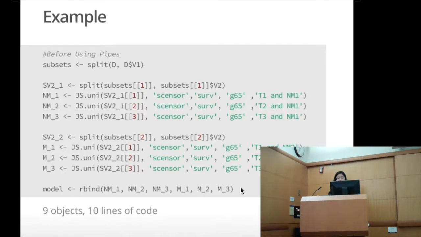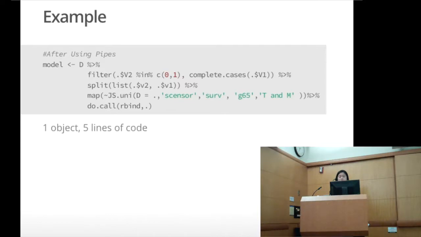So as you can see, I have 9 objects and 10 lines of code. I personally find it very easy to mix up the naming of objects. So 9 objects will be a lot for me and will cause me a lot of trouble.